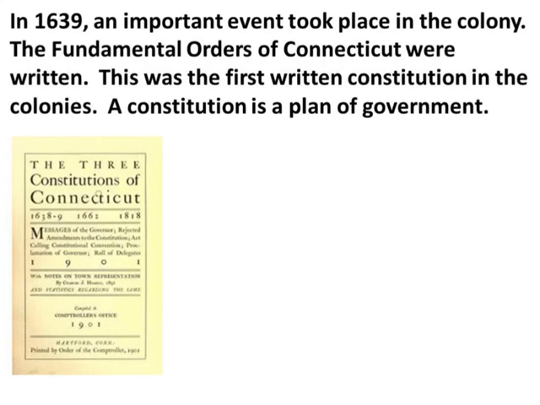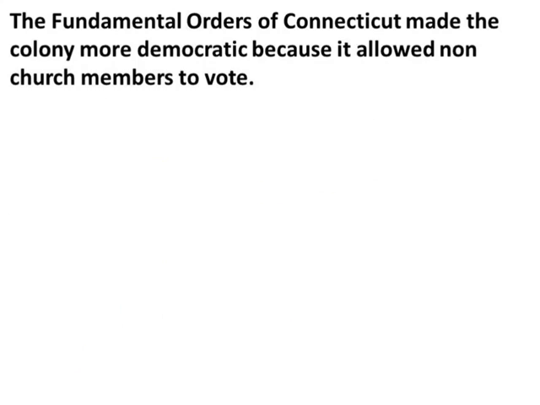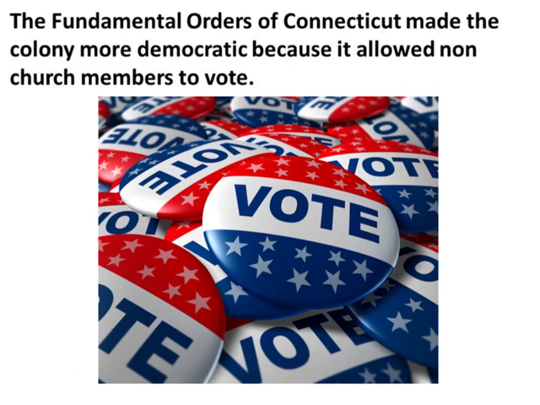In 1639, an important event took place in the colony. The Fundamental Orders of Connecticut were written. This was the first written constitution in the colonies. A constitution is a plan of government. Even today, Connecticut takes pride in this fact. You look at its state license plates, you see Constitution State. The Fundamental Orders of Connecticut made the colony more democratic because it allowed non-church members to vote.